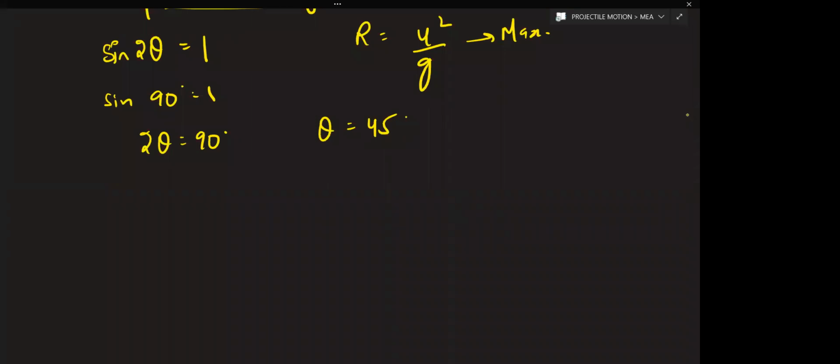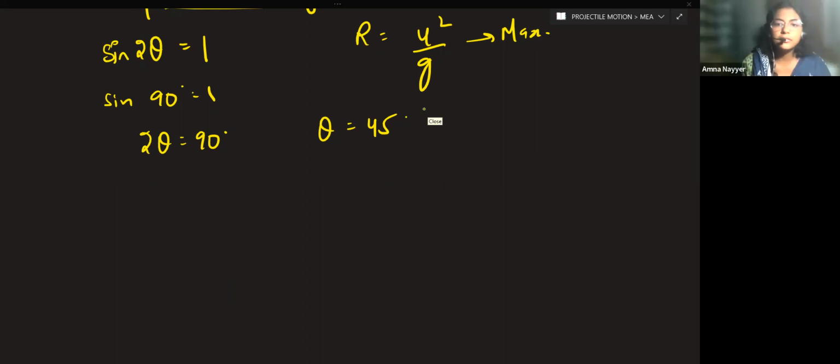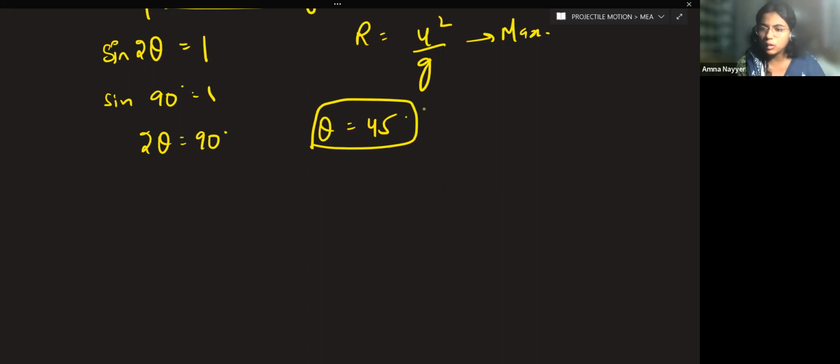Ma'am, I'm not sure, but is it 60? No. See, I have answered. This is 45 degree. If you get sine 2 theta as 1, then you will get the value of the range of motion as u square by g, and that is what you require. That means it's the maximum value that is possible for range of motion for any value of angle.